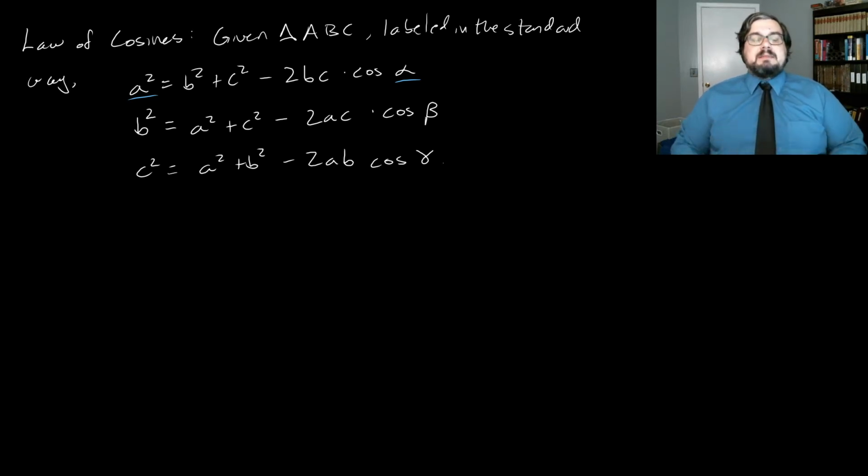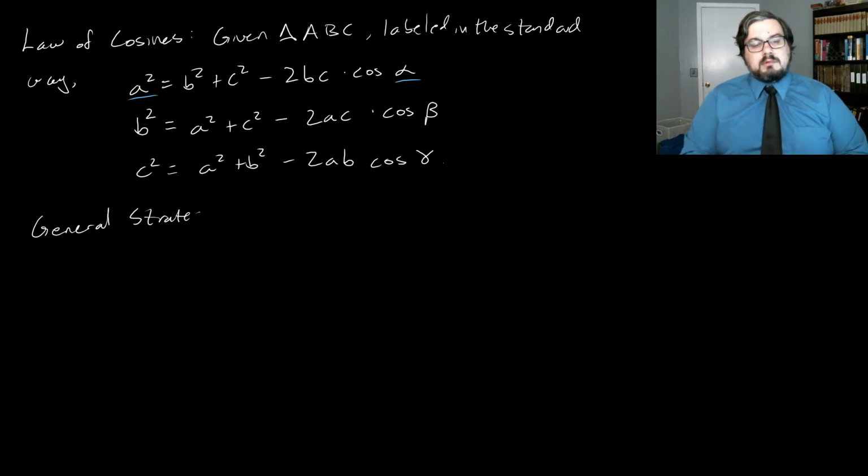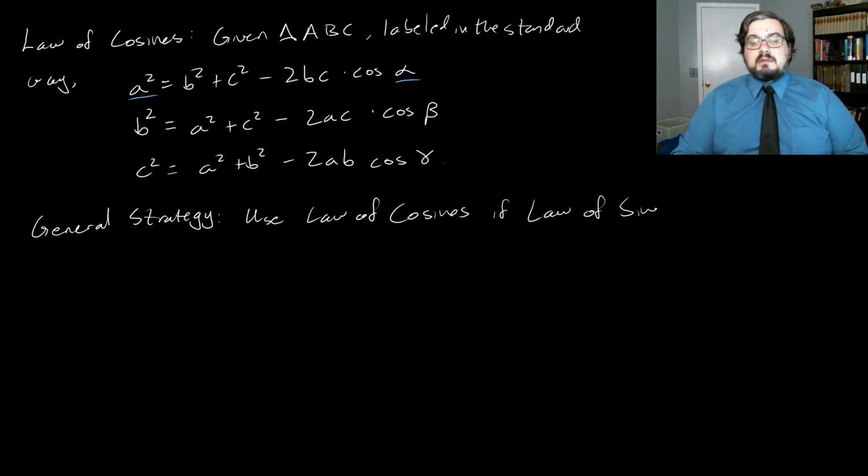All right, so we'll look at some examples of how we use this in a second, but first I want to talk about some general strategy for using the law of cosines. So we only use the law of cosines if the law of sines won't work. The law of sines is typically easier to use, and so if the law of sines will work to solve a problem, go ahead and use that. It's typically much faster, much more efficient to use.